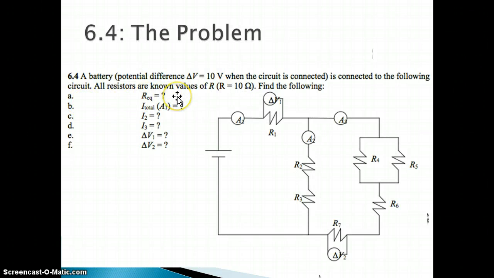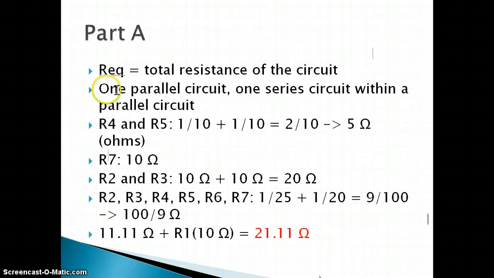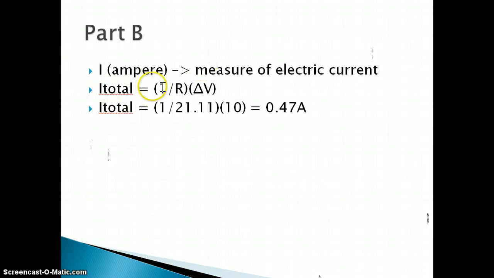For part B, we want to find the total current at this place right here. So we know that the equation is I total equals 1 over R times delta V. And we've already calculated the resistance from the last problem, and we know delta V because they gave it to us in the problem. So all we have to do is plug it in and find the total number of amperes, which is 0.47.